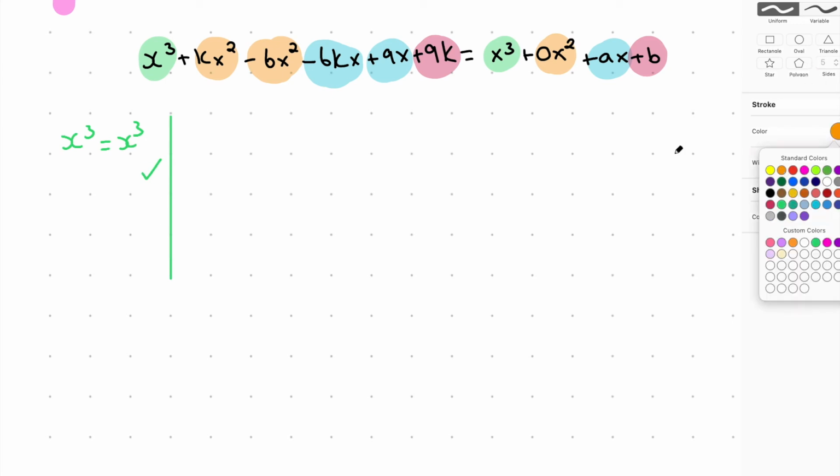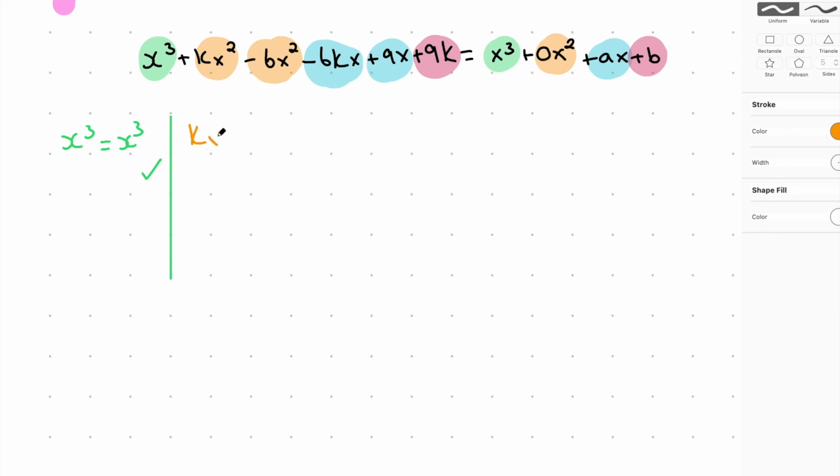The next thing we said was that we'd look at the x squareds. Kx squared minus 6x squared is equal to 0x squared. I have a common factor of x squared the whole way across. I can divide everything through by x squared and I'll get k minus 6 is equal to 0. So from there I can see immediately that k is equal to 6.